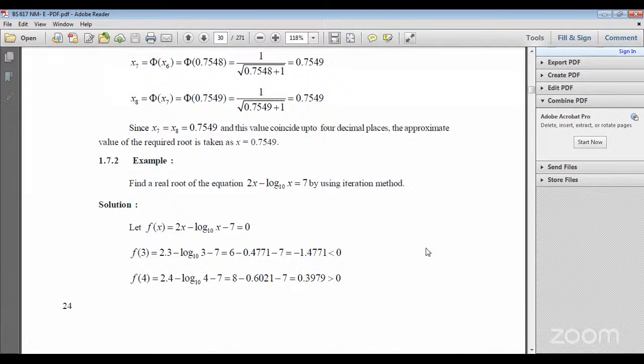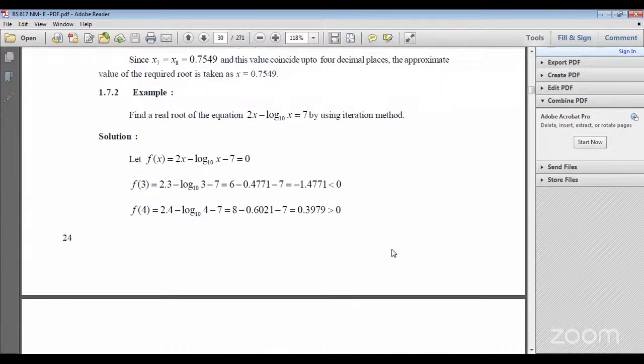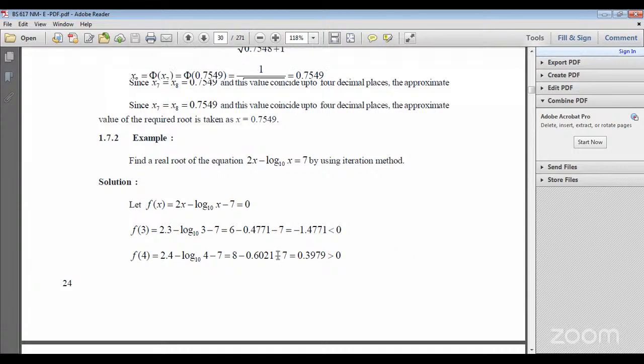Find the real root of the equation 2x minus log10 x equals 7 by using the iteration method. f(x) = 2x − log10 x − 7 = 0. So we are substituting the values by the iteration method. f(3): substituting 2 into 3 log10 3, so 2 into 3 is 6, log10 3 value 0.4771, minus 7.